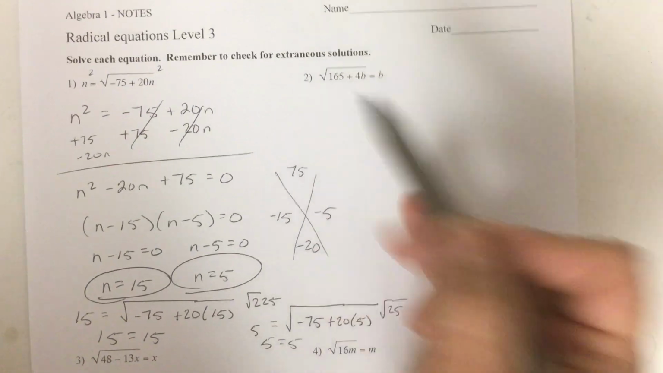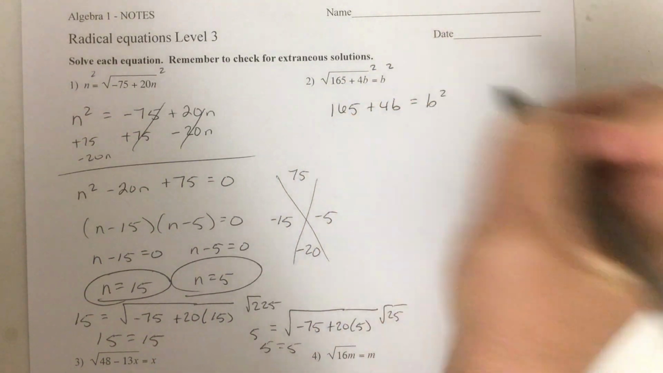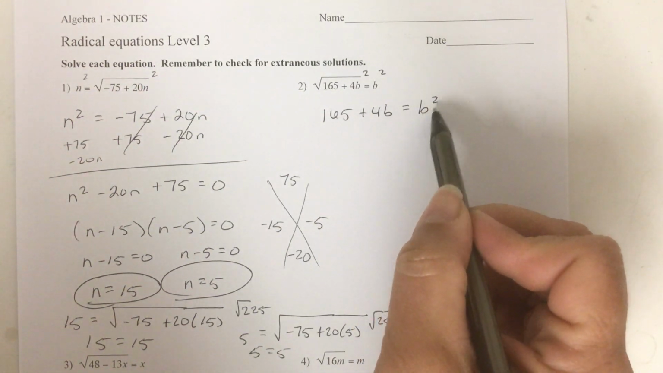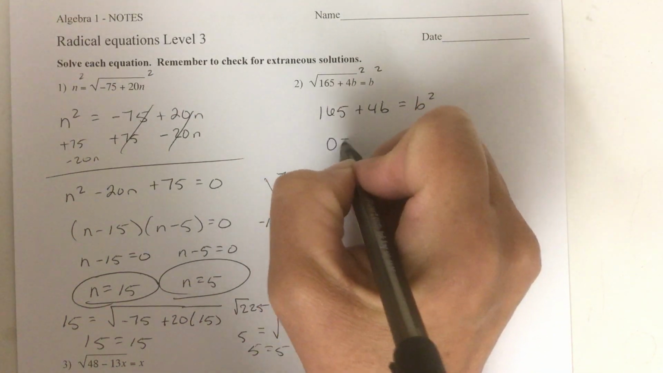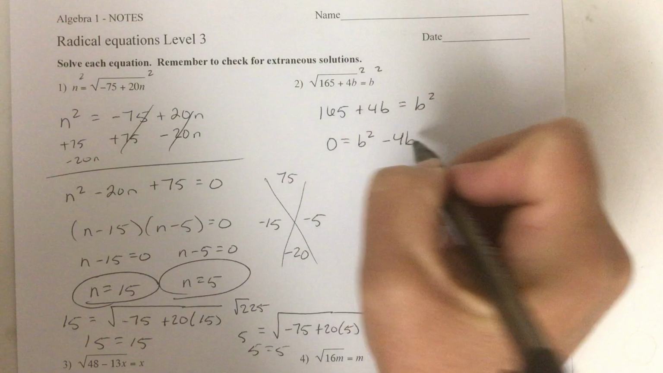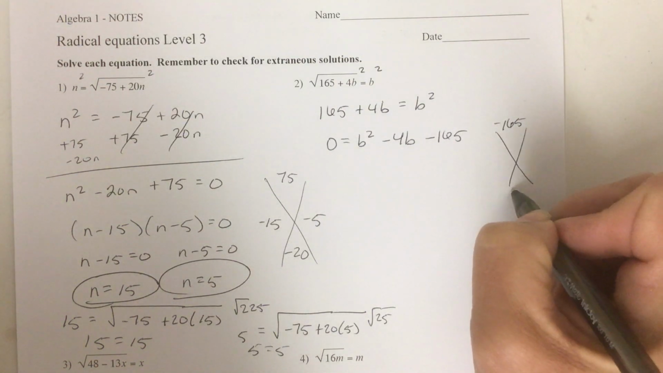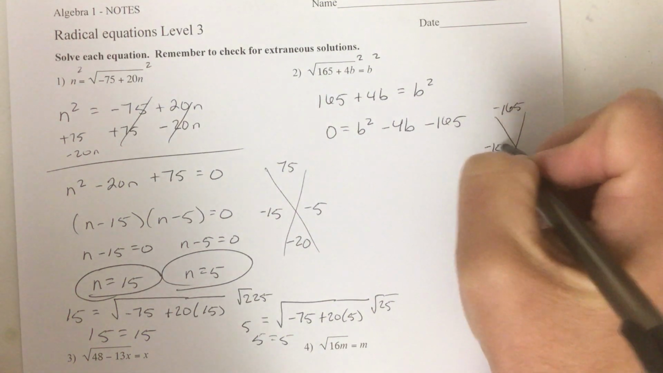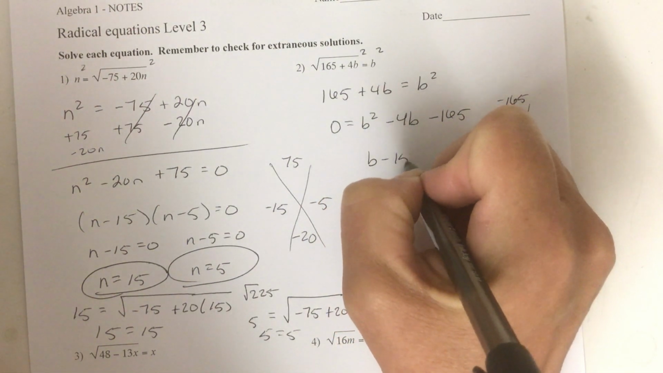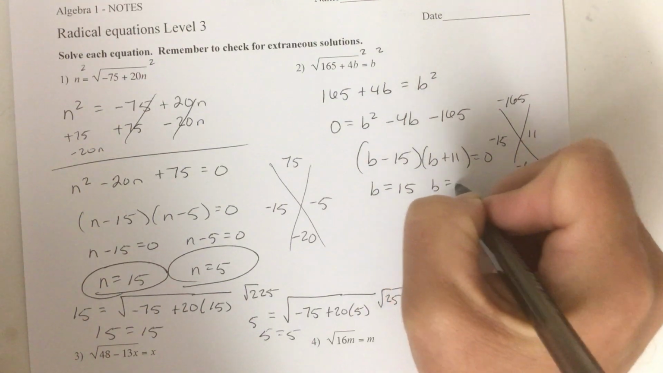Okay, so let's do number 2. We square both sides. So you get 165 plus 4b is equal to b squared. Move everything over toward the thing that's squared because that's positive, and we want to keep it positive if you're going to factor. If you're going to do quadratic formula, it doesn't matter. So I have 0 equals b squared minus 4b minus 165. So I need two numbers that multiply to negative 165 and add to negative 4. So I'm going to take 165 divided by 5, and I get 33. 165 divided by 15 is 11. So it's a negative 15 and a positive 11. So b minus 15 and b plus 11 equals 0. That gives me b equals 15 and b equals negative 11.